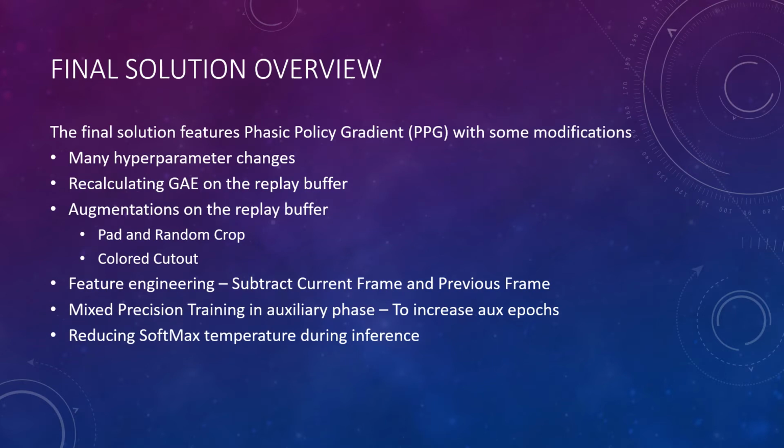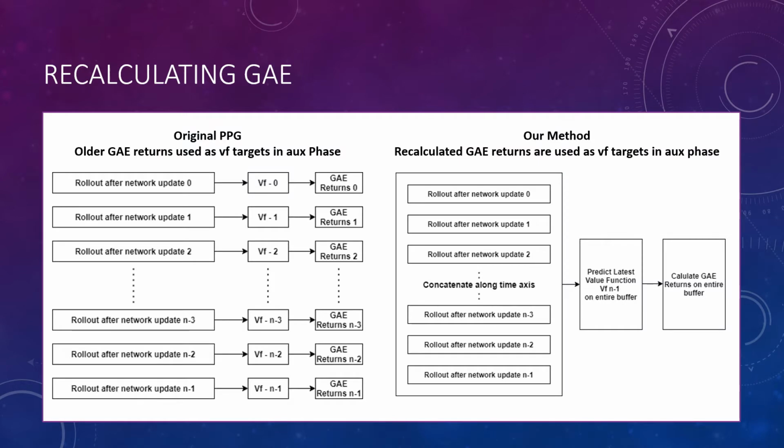So our final solution is basically a modification of Phasic Policy Gradient, where we made many hyperparameter changes and also came up with some novel ideas like recalculating GAE on the entire replay buffer, augmenting the replay buffer during the auxiliary phase, some feature engineering approaches, and also mixed precision training during the auxiliary phase, which really helped us increase the auxiliary epochs.